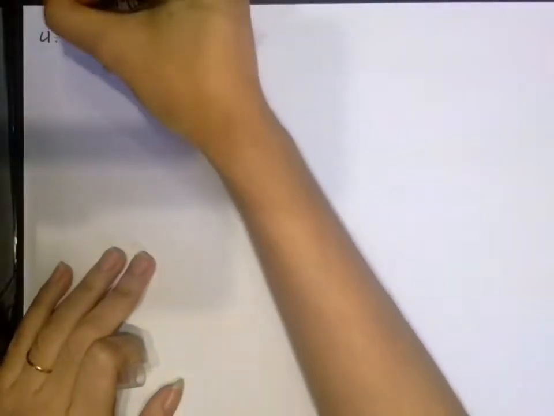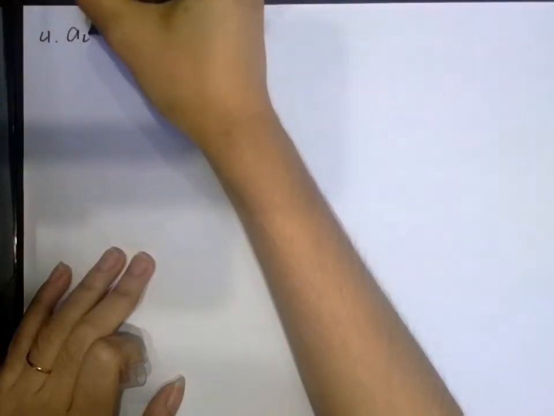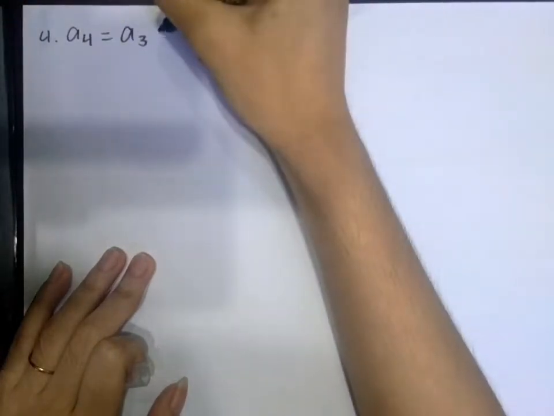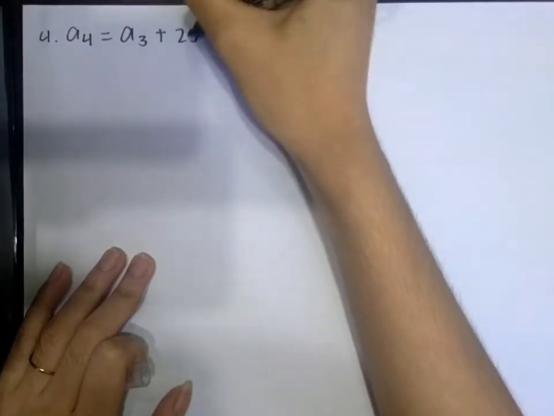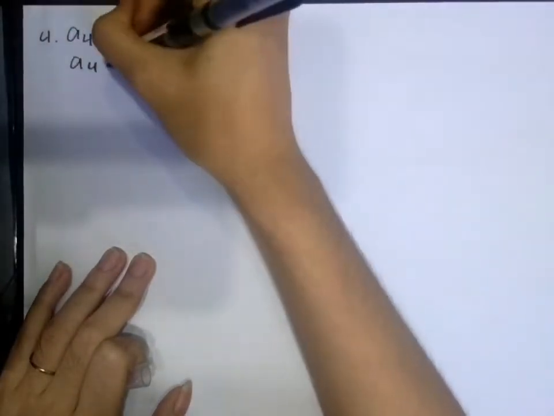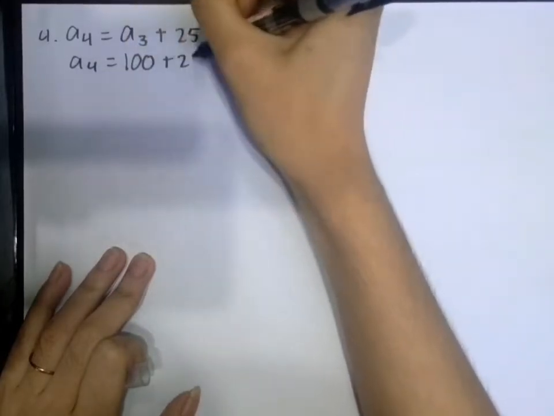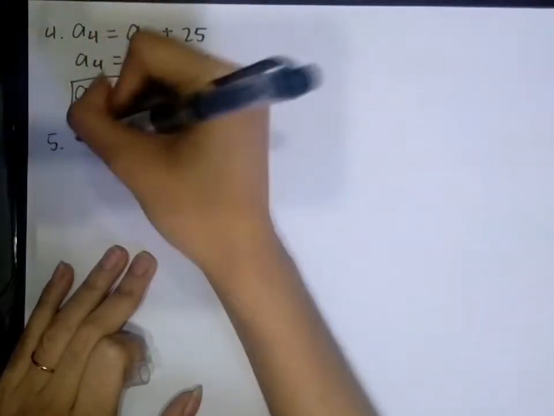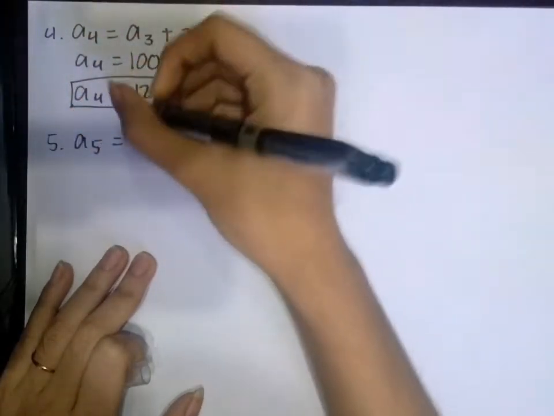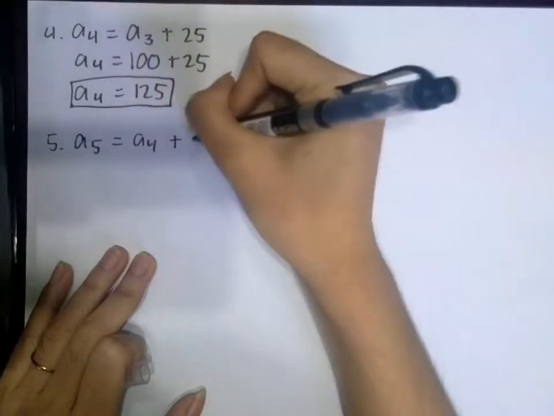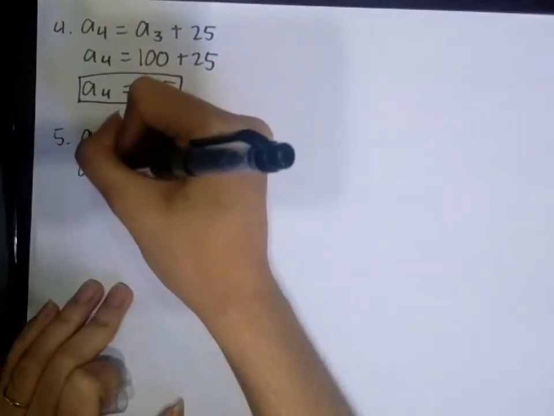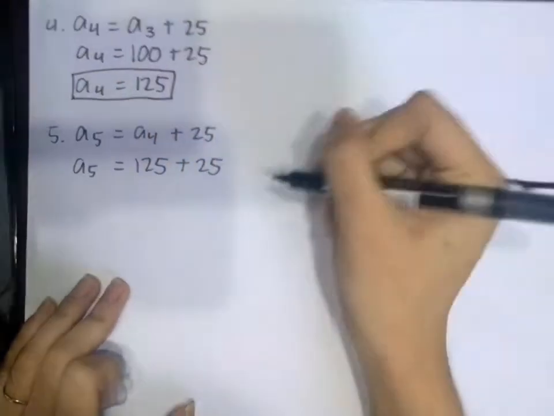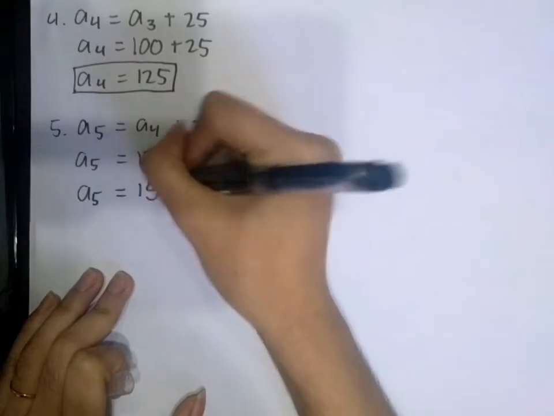This time, we will be solving for the other missing terms. For the fourth term, let's use a sub 4 = a sub 3 + 25. Substitute the a sub 3 with 100, then add 25, which will give us 125. Now for the fifth term, let's use a sub 5 = a sub 4 + 25. Substitute a sub 4 with 125, then add 25, which will give us 150.